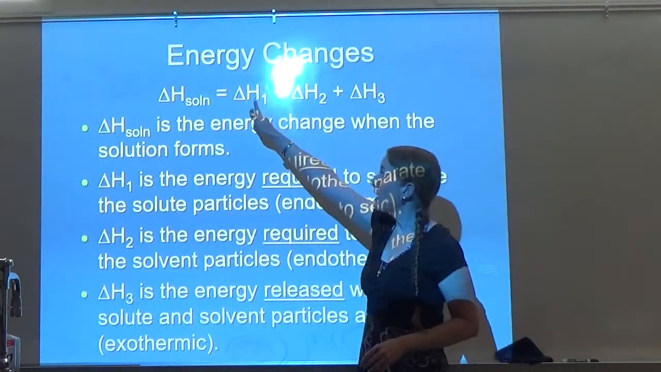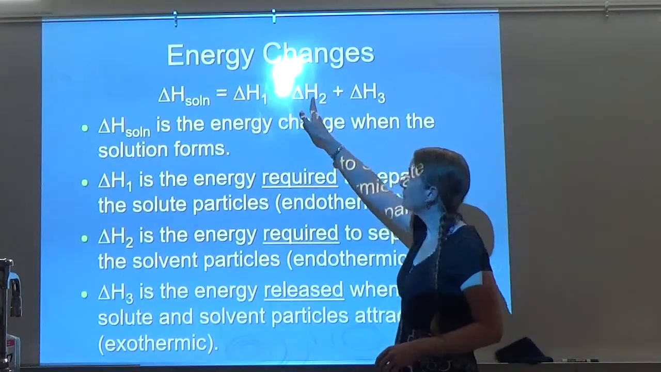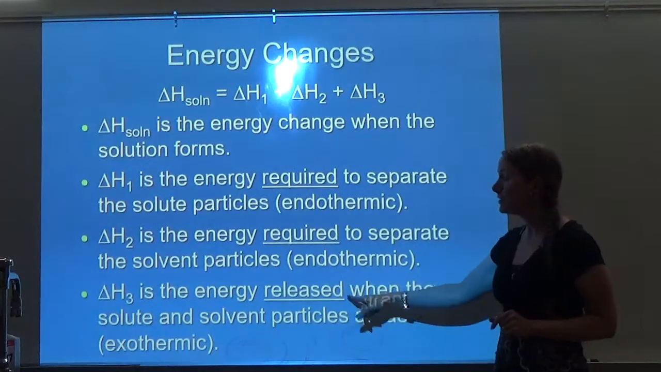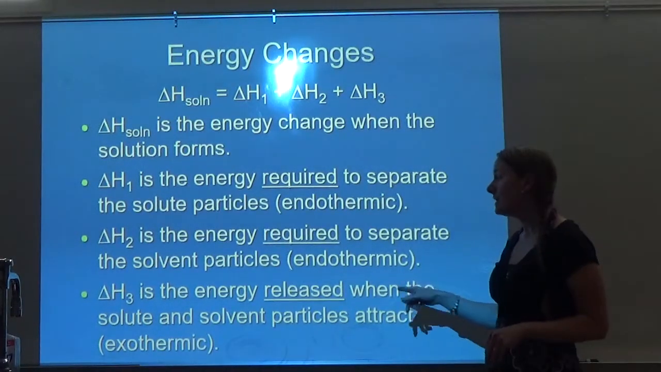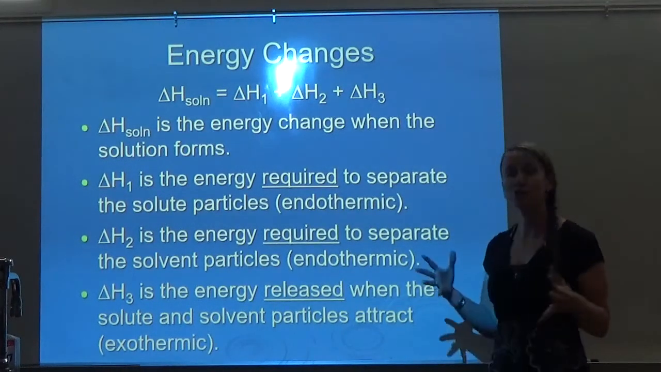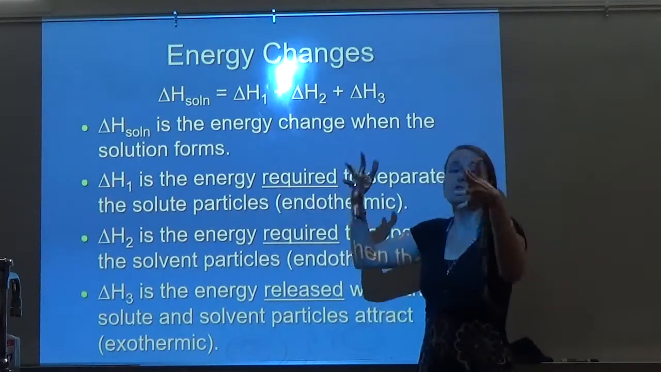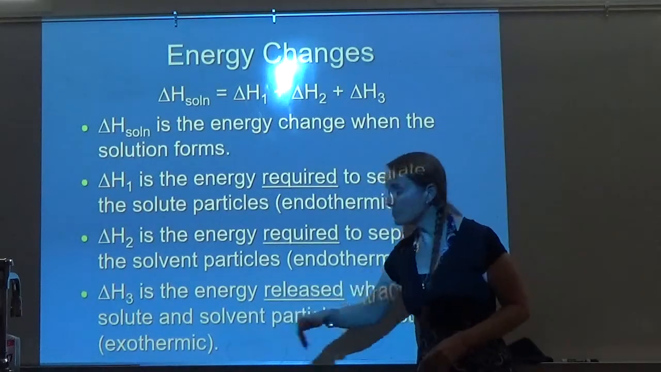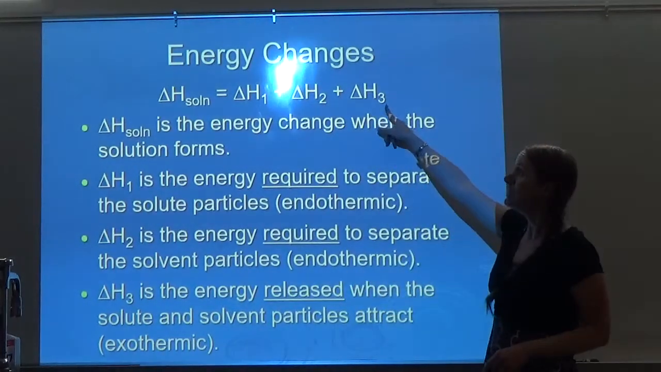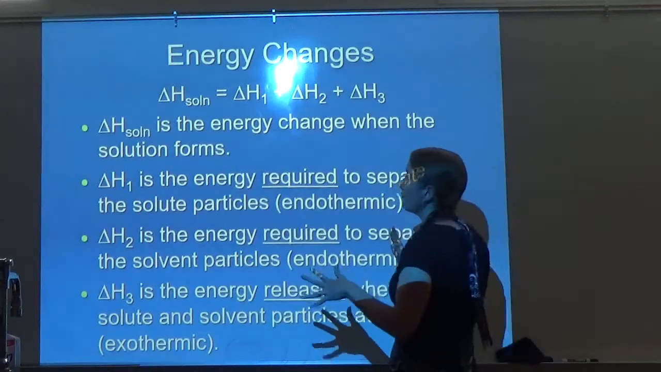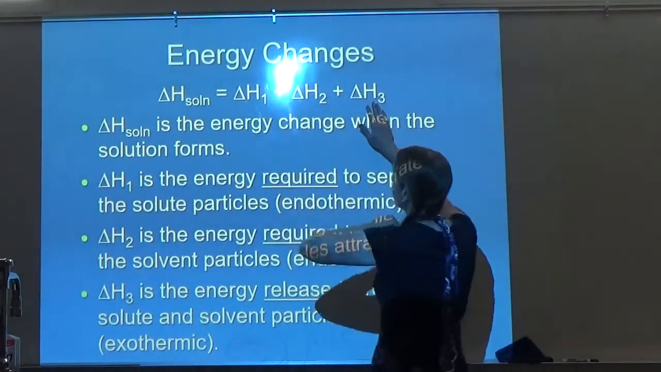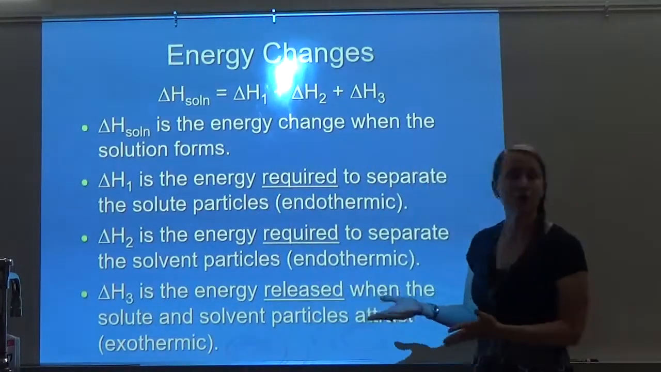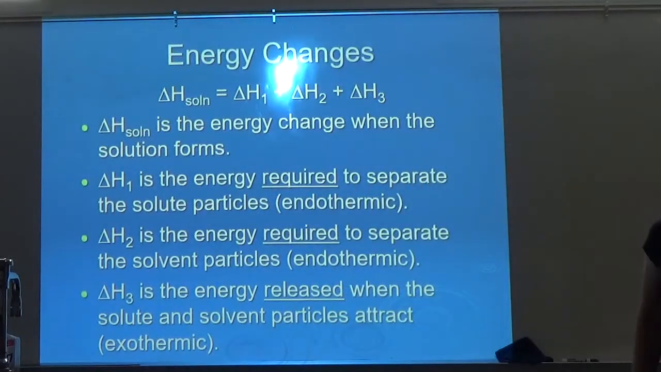So we would have a positive value for this one and a positive value for that one because they're both endothermic. Now delta H3 is the energy released when the solute and solvent particles attract one another. Now we have new attractions forming, which is favorable. So energy is released, and this number should be exothermic, which means it would be negative. Depending on the actual values of the two positives and the negative, that will determine whether energy is overall released or absorbed when the solution forms.